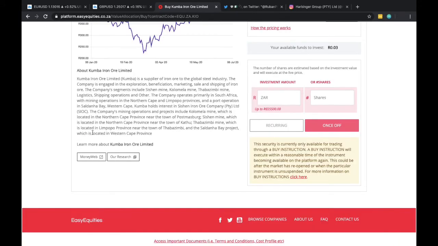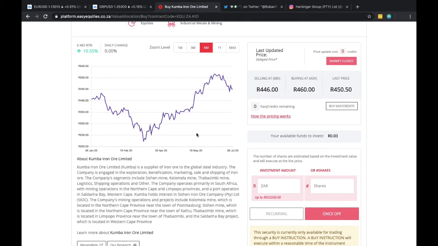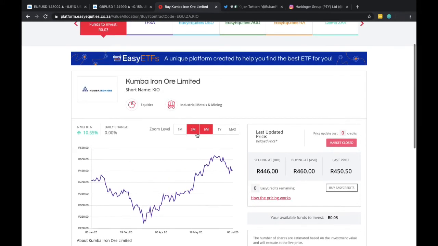If we go down to the read more section over here, you can see the Sishen Iron Ore Limited Company. The company's mining operations and projects include Kolomela Mine, which is located in Northern Cape Province near the town of Postmasburg. Sishen Mine, which is located in the Northern Cape Province near the town of Kathu. Thabazimbi Mine, which is located in Limpopo Province near the town of Thabazimbi. And the Saldanha Bay Project, which is located in Western Cape Province. So all over South Africa, in very non-metropolitan places, is where you would find a Kumba Iron Ore mine.